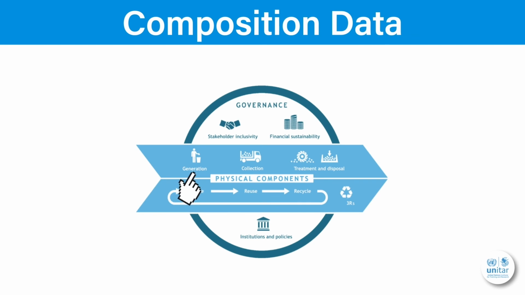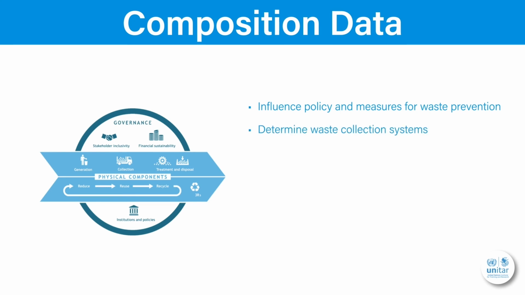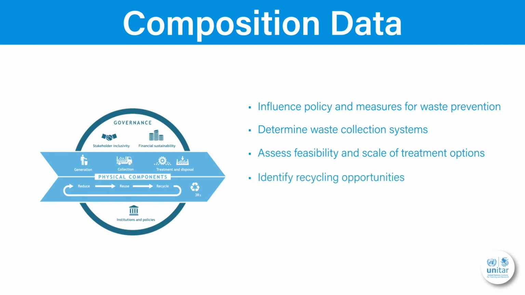Waste generation is the very first element of the waste management chain. Knowing how much and what type of waste is essential as it influences the policies and measures for waste prevention. Helps determine suitable waste collection systems by helping choose an appropriate vehicle, for instance. Helps assess the feasibility and scale of treatment options by determining what can be done and what not. Helps to identify recycling opportunities based on the waste that is generated in your municipality. Helps estimate lifespan of landfill. Estimates trends to plan for the future.